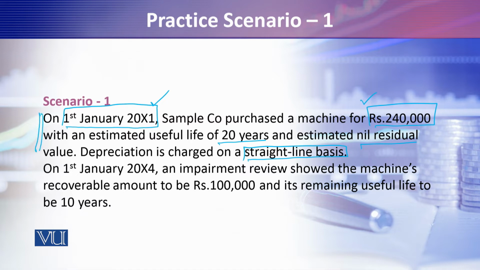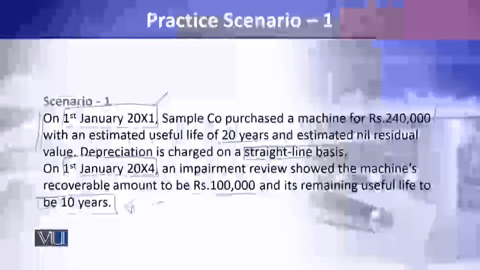Well, now on 1st January 20x4, meaning after 3 years, on 1st January 20x4, meaning at the start of the 4th year, an impairment review showed the machine's recoverable amount should be 100,000 and its remaining useful life has been revised, and that is 10 years now.